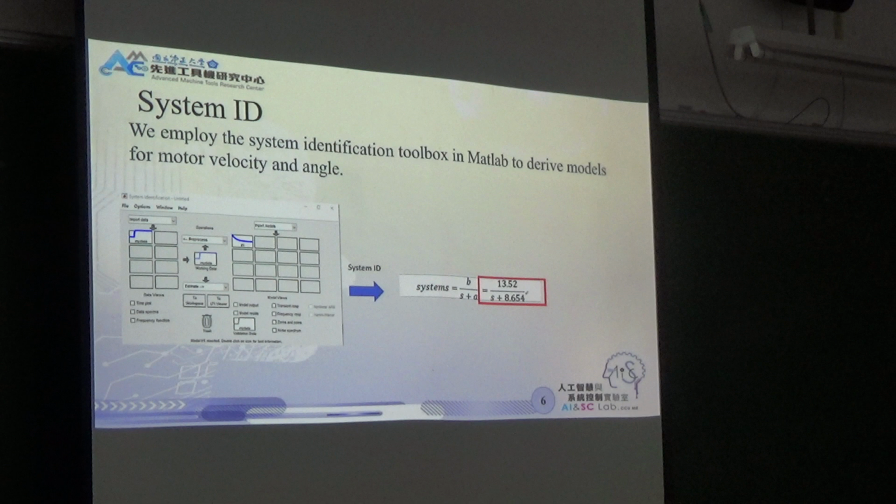So the first step is we need to know the system transfer function so that we can design our controller. So we employ the system identification toolbox embedded to define the model for motor velocity. And this is our transfer function. To simplify the explanation later, we use B over S plus A as a replacement. And next, my team member will explain how we design this controller.